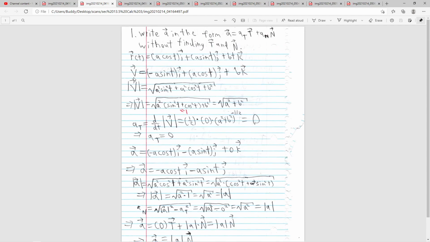Now acceleration is the derivative of v, the general acceleration vector. So we write negative a cosine t i minus a sine t j plus 0 k. The k just becomes 0 at this point because that's a constant, and the derivative of a constant is 0. So k is not considered anymore. It's negative a cosine t because negative a sine t's derivative is negative a cosine t, and a cosine t's derivative is negative a sine t.